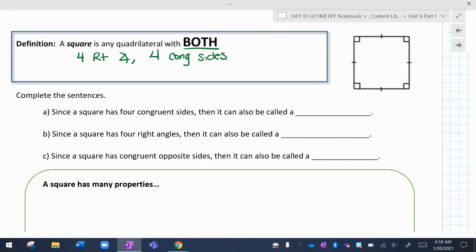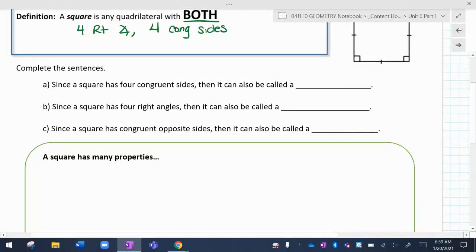You can't just think that a square is something with 4 equal sides. That's not it. 4 equal sides makes it a rhombus. If you have 4 equal sides with 4 right angles, then you've got a square. Okay? Since a square has 4 congruent sides, it is also a rhombus. It has 4 right angles, so it's also technically a rectangle. And it has congruent opposite sides, so it's also a parallelogram. Okay? A square is a specific type of each of those 3 things.